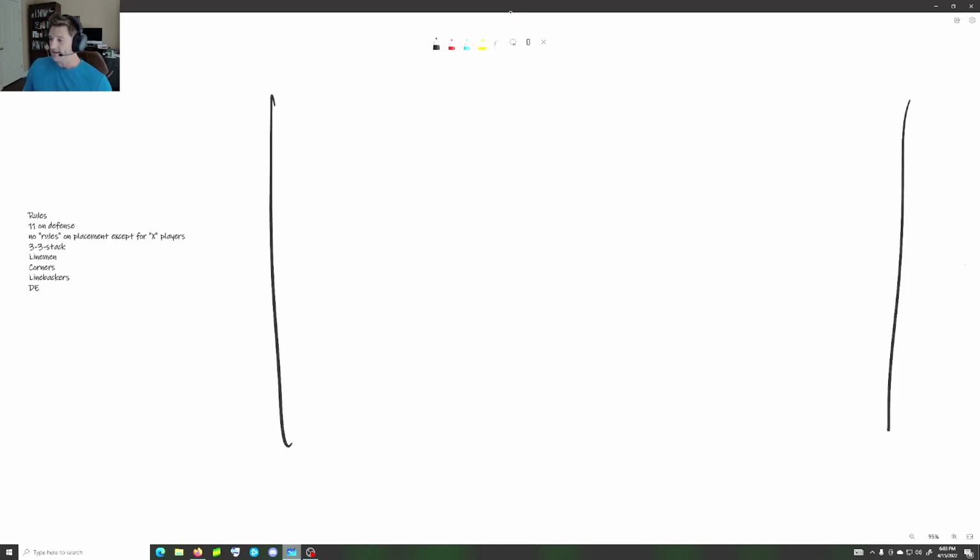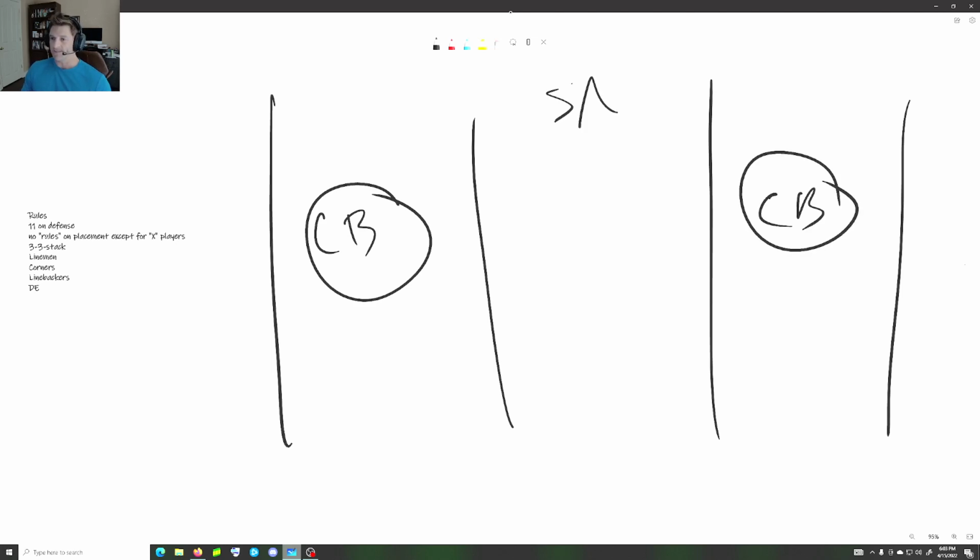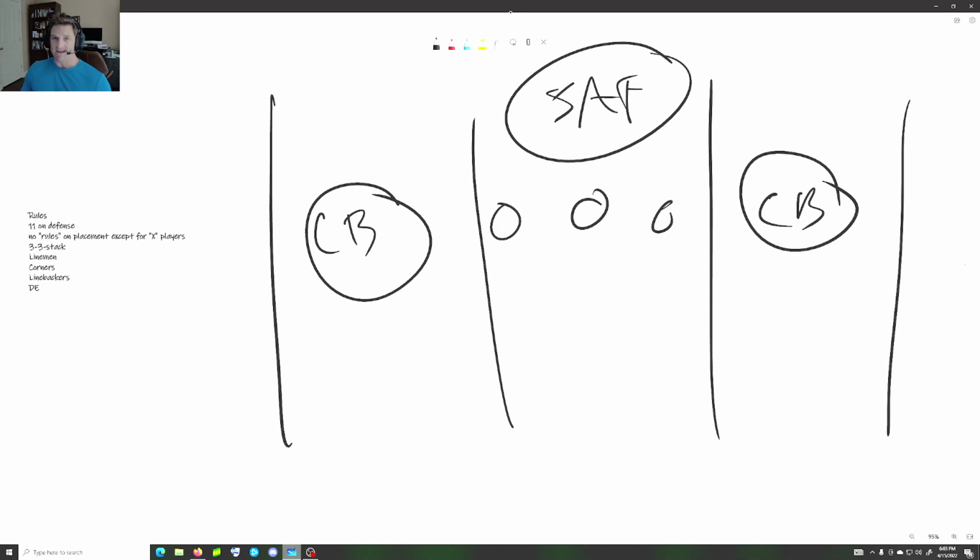But in our base defense, all we're doing is deep thirds. So cornerback here, he owns deep thirds. Nobody gets behind him. No one can get behind this cornerback. He owns that third of the field. This cornerback owns this third of the field. The safety owns this third of the field. That's it. That way linebackers are flowing around making tackles.